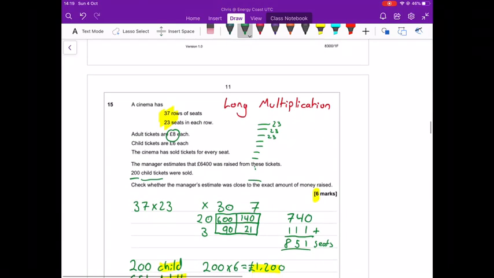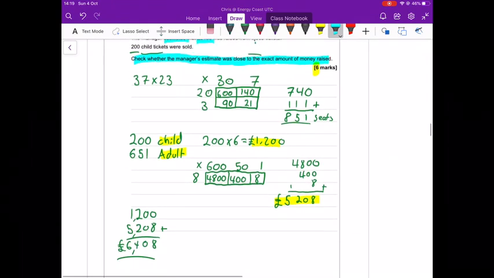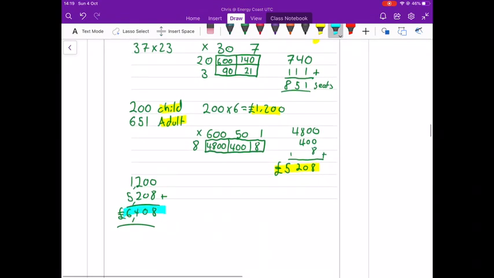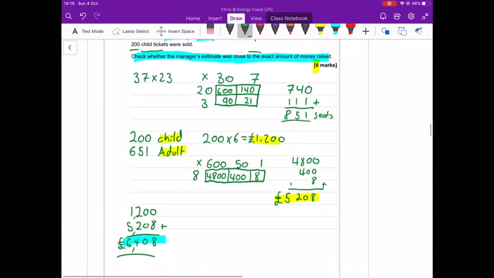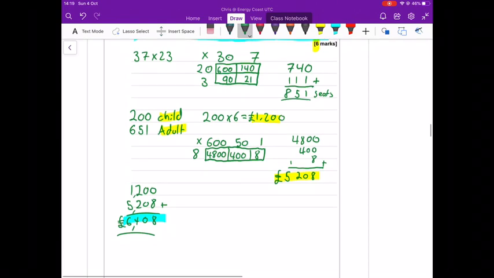Let's just read what the actual question said. It's this bottom bit that I care about. So the manager estimates that £6,400 was raised. Check whether the manager's estimate was close to the exact amount raised. So we worked out the exact amount and it was that much. So all I need to do is say, was he close to £6,400? The answer is yes, because he's only £8 away.